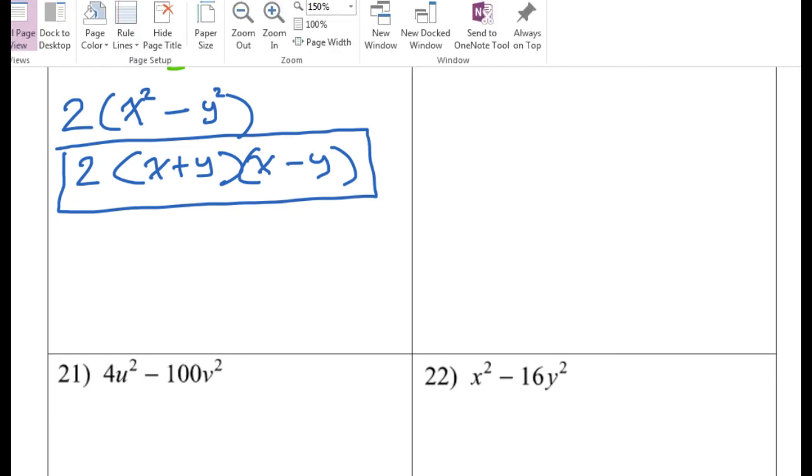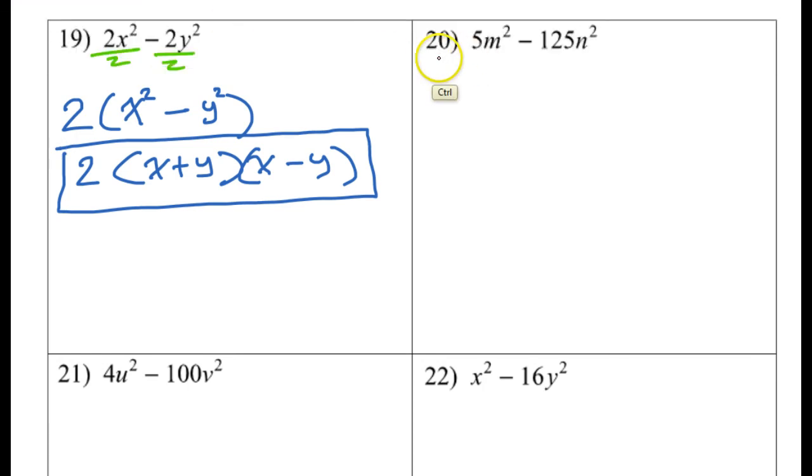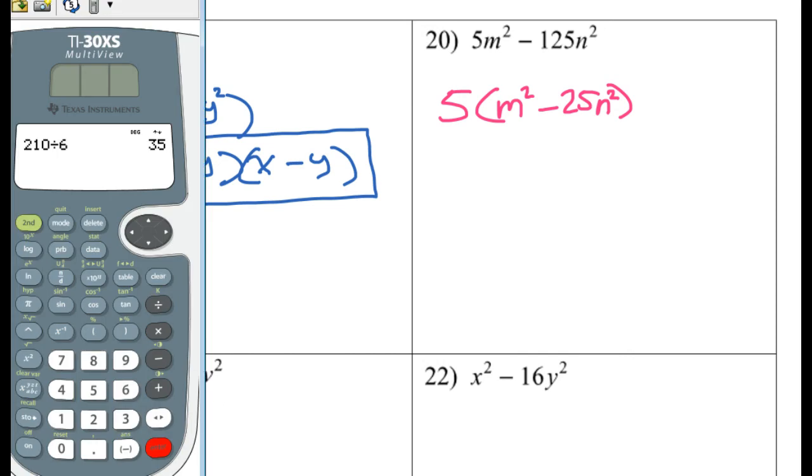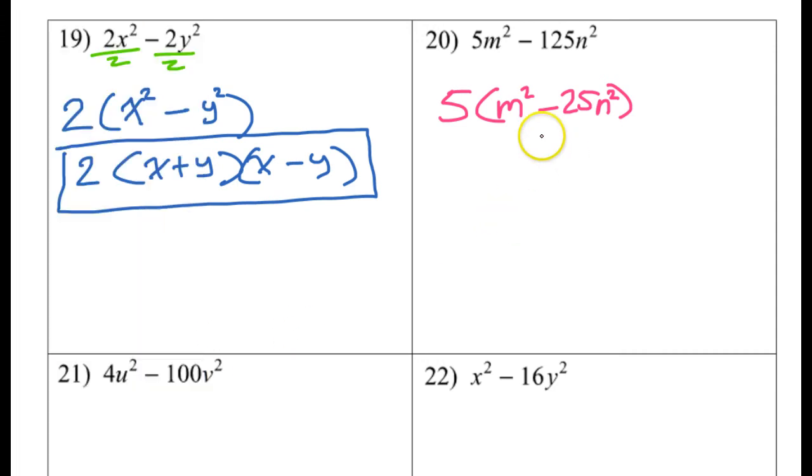Now look at problem number 20. Is there a common factor here? Well, both of these are divisible by 5. So 5 is going to be my common factor. If I divide these by 5, I'm going to get m squared minus 25n squared. I'm pretty sure about that 25, so let me just double check. 125 divided by 5 is 25.